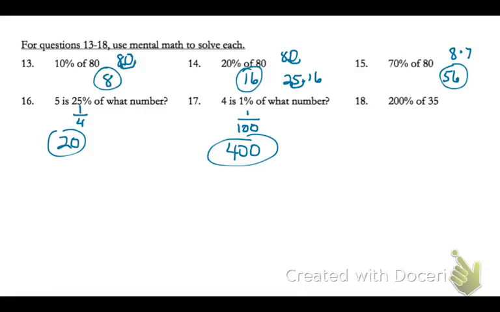Number 18, we're finding 200% of 35. So if I think of 200%, that's 200 over 100, or that reduces down to 2. So what is double 35? 70. So 70 is double or 200% of 35.